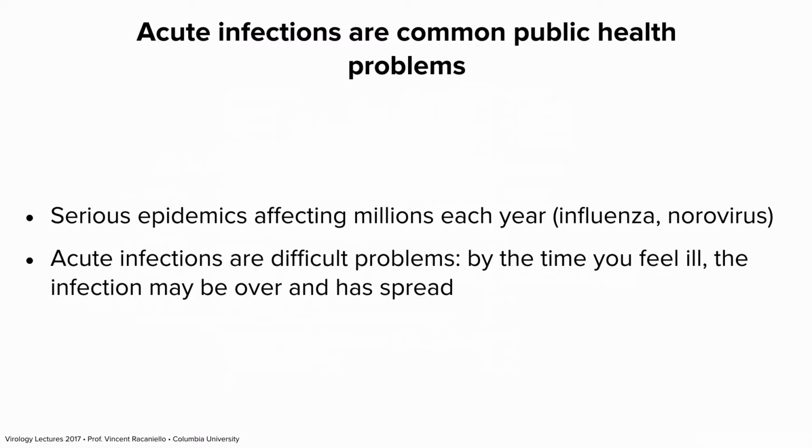Acute infections are common public health problems because not only are they the causative agents of serious epidemics that affect millions of people each year, for example, influenza virus and norovirus, but they're difficult problems to control. By the time the infected person feels ill, the infection may be over and has probably spread to others. These are so rapidly developing that unless we're able to diagnose them very quickly, which we can't do at the moment, by the time someone feels sick enough to seek medical care, it's too late to do anything about it.